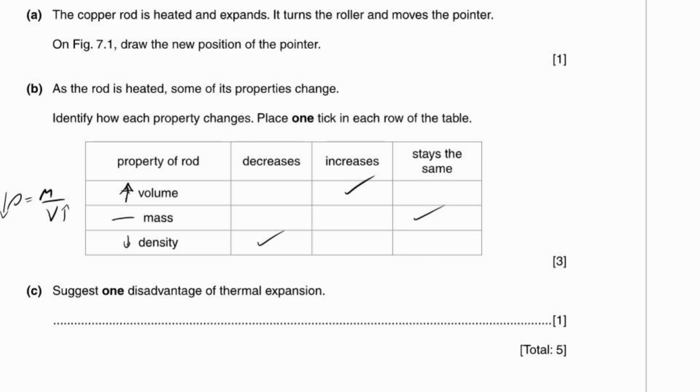State one disadvantage of thermal expansion. I guess if you've ever seen train tracks, there are some pictures out there on the internet showing train tracks that have undergone thermal expansion, and they get all bent up and all buckled. Let's put that down. Train tracks can buckle.